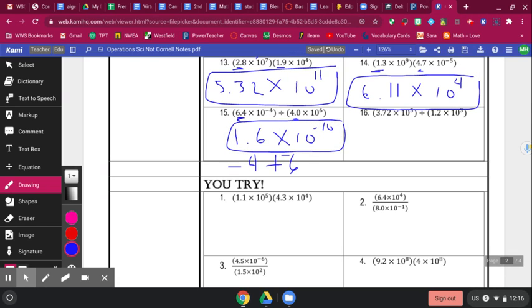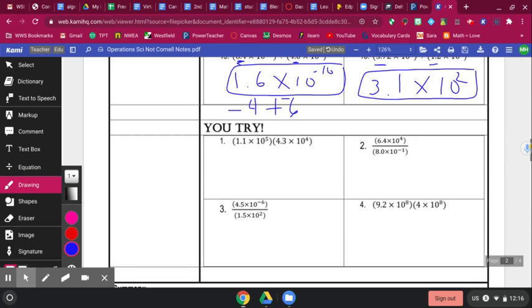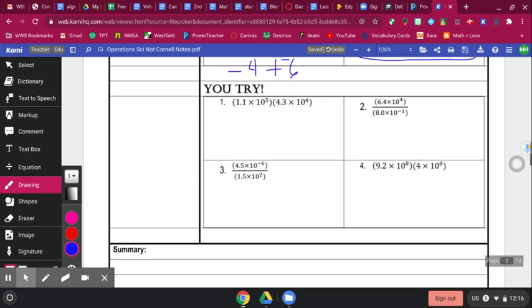Number 16, divide your factors. You get 3.1 times 10, and we're going to subtract our exponents again. And we have 5 minus 3, which is 2. This is why we reviewed our decimal rules, because we're working a lot with decimals right now. Go ahead and pause the video and try 1, 2, 3, and 4.